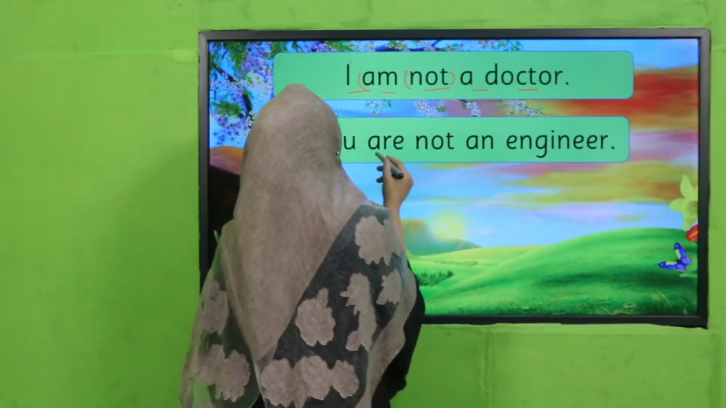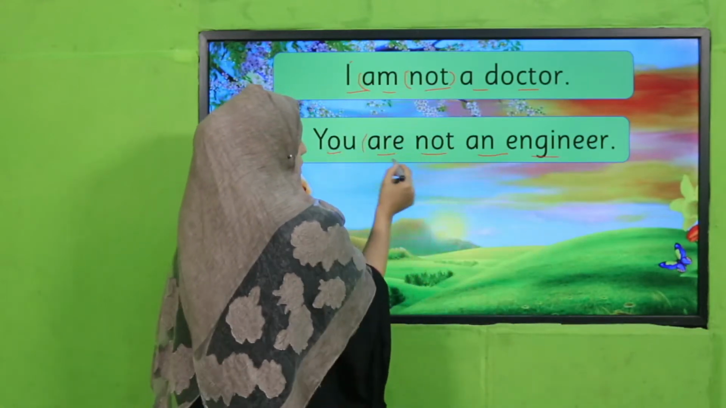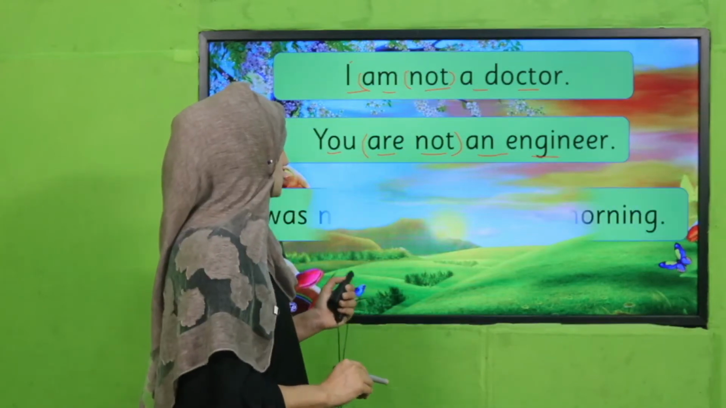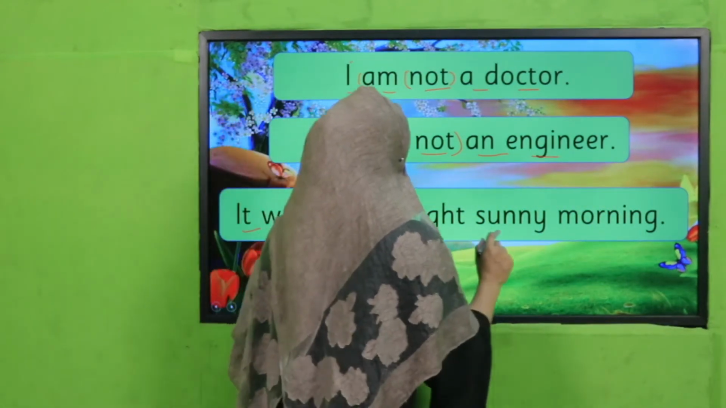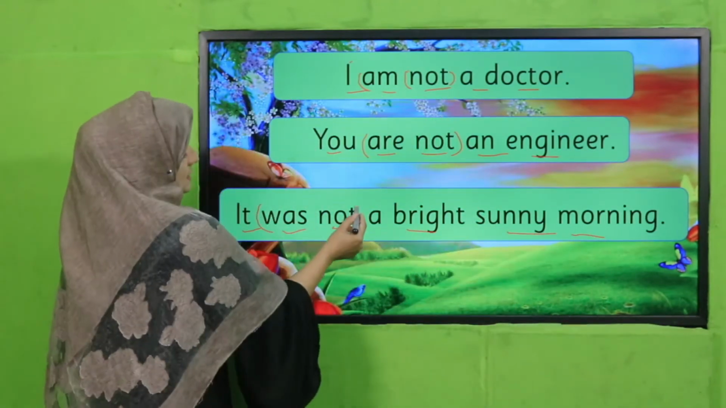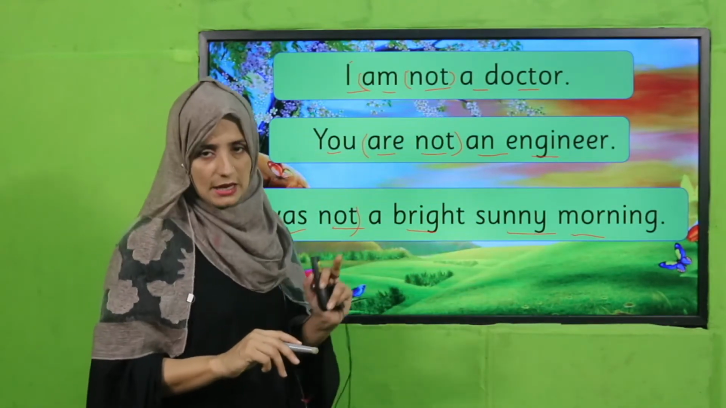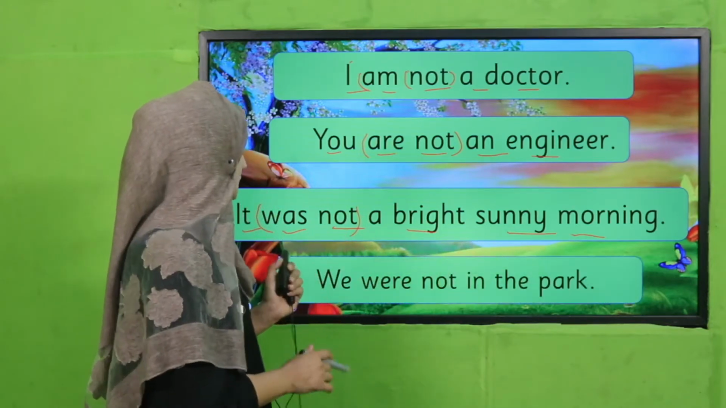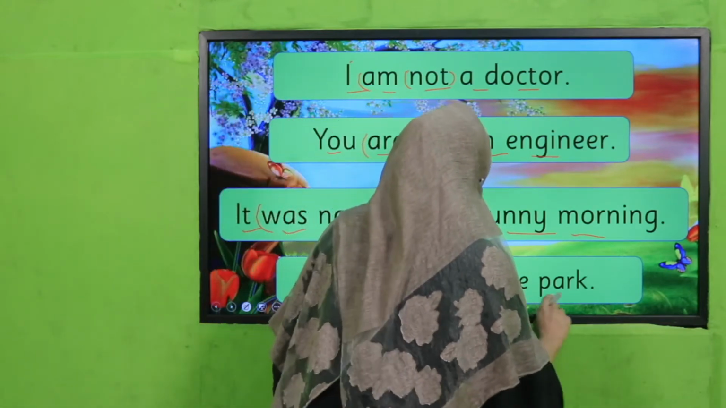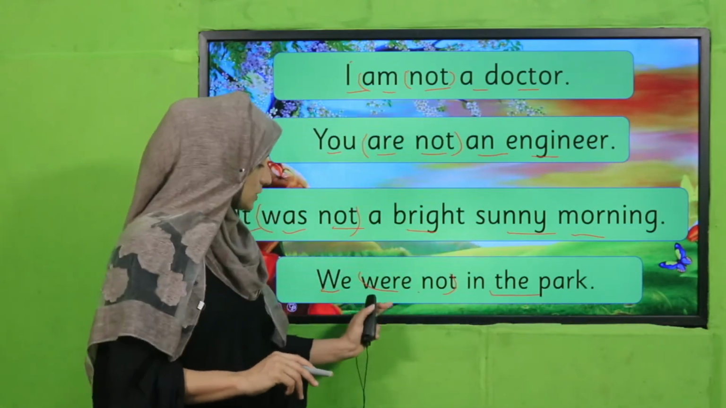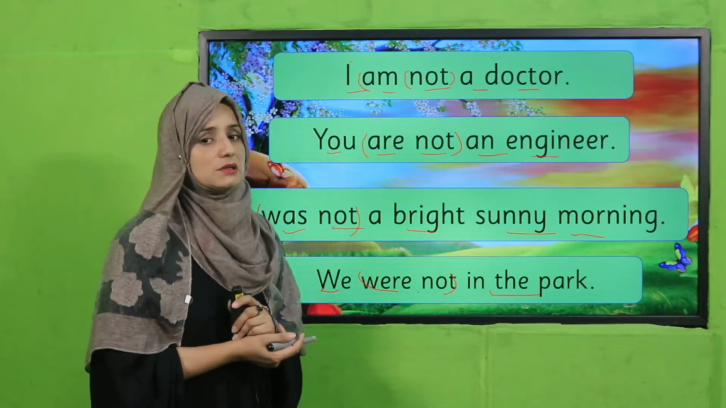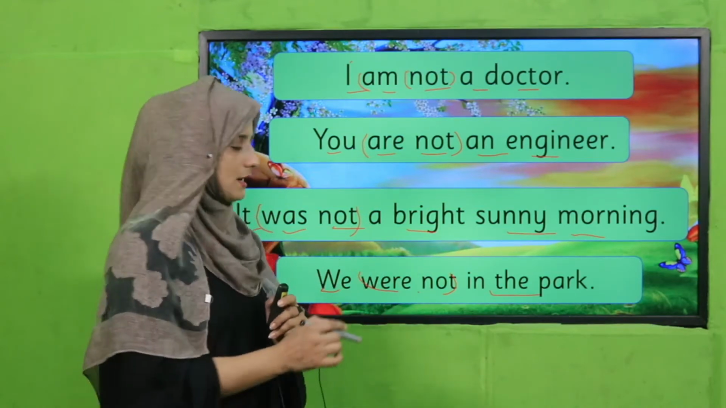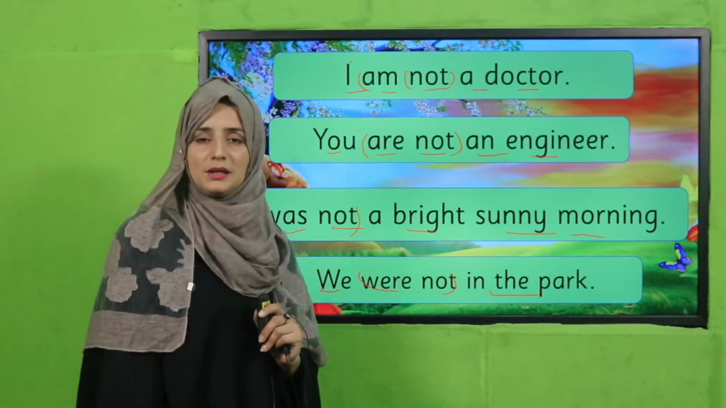See the next one. You are not an engineer. See, we have placed not together with the main verb. Next, it was not a bright sunny morning. Is it clear, my dear students? Have you got how we have to change a positive sentence into a negative sentence? See there, we were not in the park. So this is also a negative sentence, and it is negating the situation. Just put not, and the rest of the sentence structure remains the same.